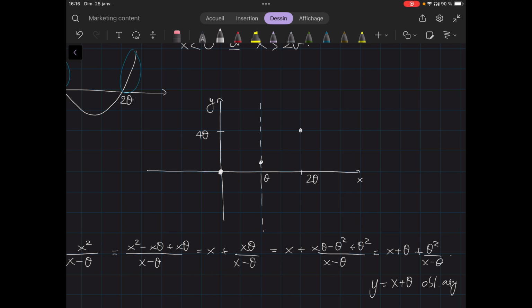So this would be the slant asymptote. Please actually use a ruler for the exam. And we can fill in the remaining details. It is increasing until 0, then decreasing. It is decreasing until 2 theta, then increasing. So that would be the curve.